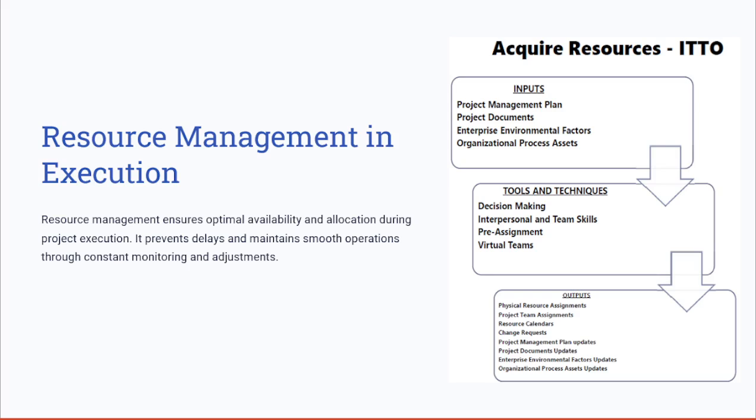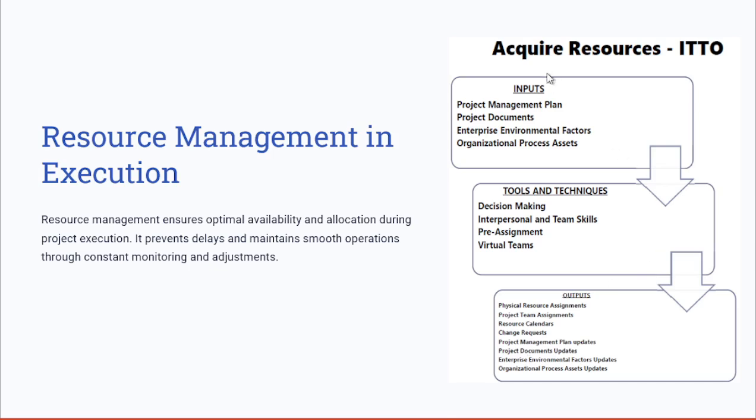Resource management and execution is critical for ensuring that project tasks are completed efficiently and effectively. This involves identifying, allocating, and optimizing both human and material resources. During the execution, resource needs may shift due to changes in project scope or timeline or unexpected challenges, making dynamic management essential for project success. For example, in a construction project, if a critical machine breaks down, the swift reallocation of equipment from another site can prevent delays.